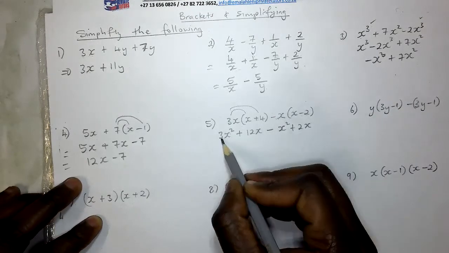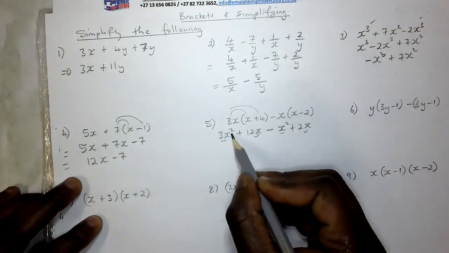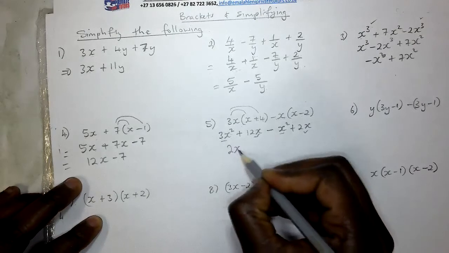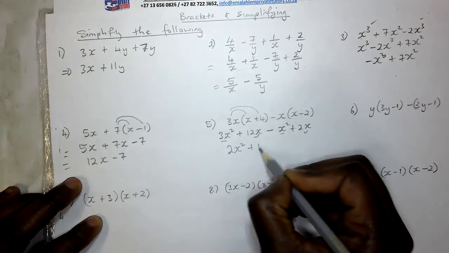Okay. Then 3x squared minus x squared, we are going to call them like terms. These are like terms. So we're going to say 3x squared minus this, we're going to get 2x squared. Then 12x plus 2x, we're going to get plus 14x.